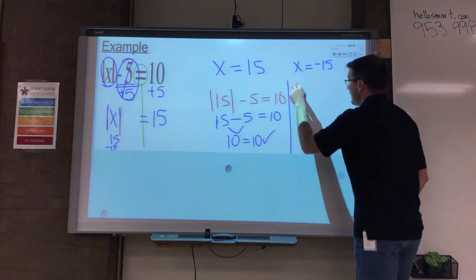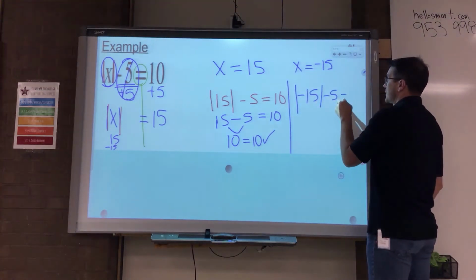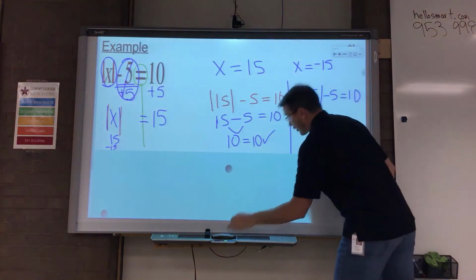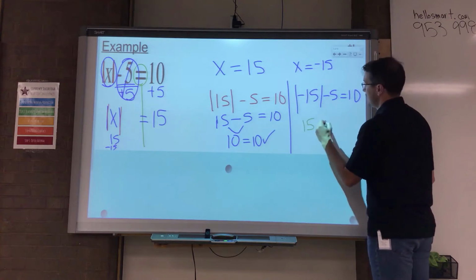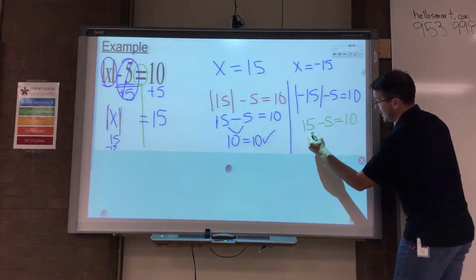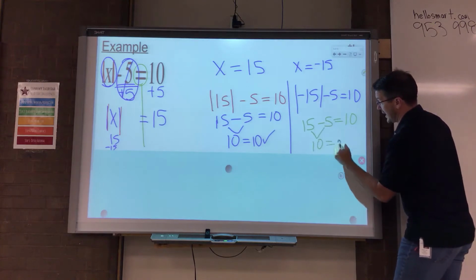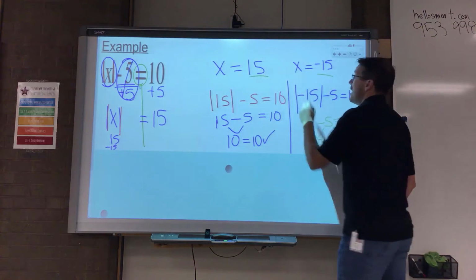If I do it again, absolute value of -15 minus 5 equals 10. Again, grouping symbols go first. How do I get the absolute value of -15? It's 15. 15 minus 5 equals 10. So -15 minus 5 is 10. 10 equals 10. Guess what? They both work. So these are my 2 answers, but I'm not done.